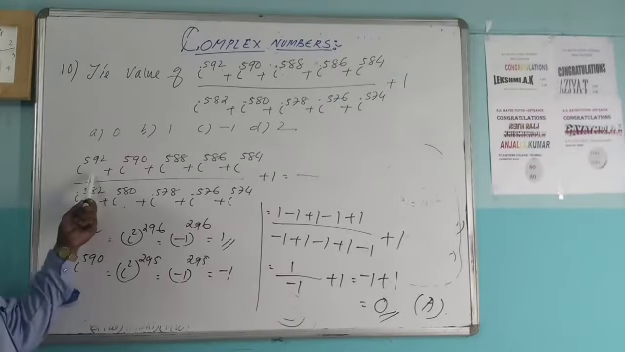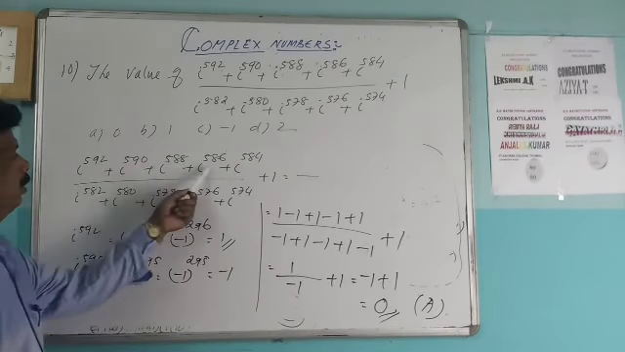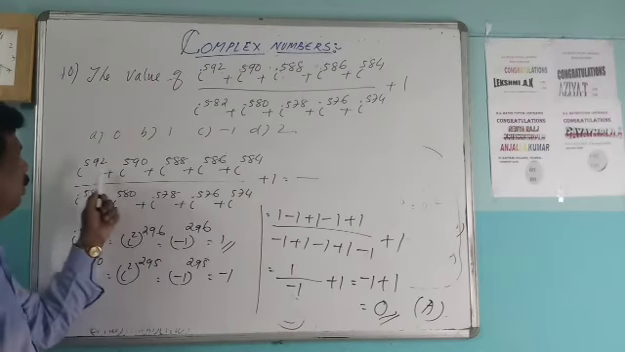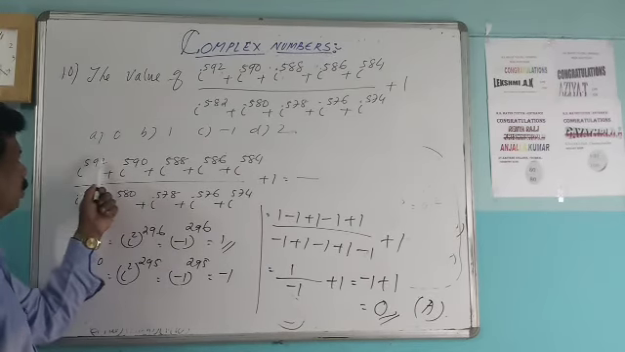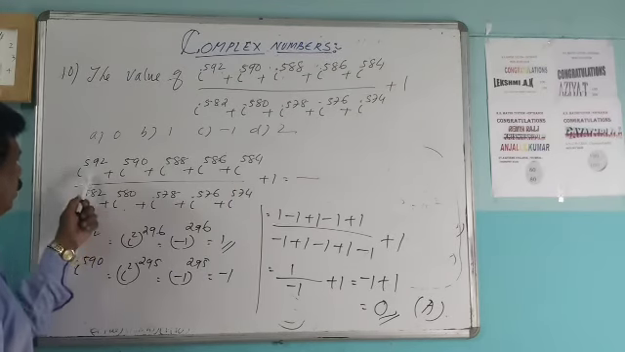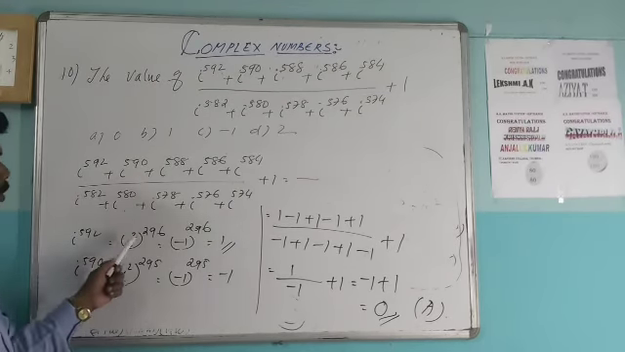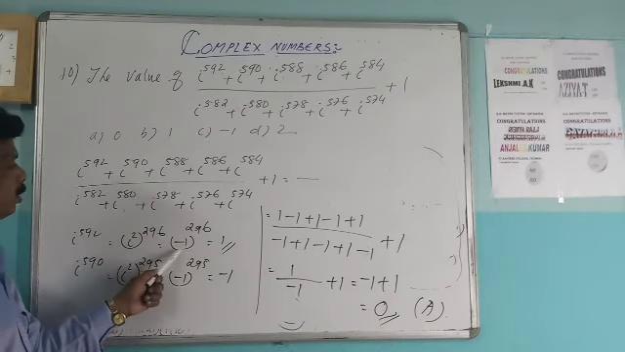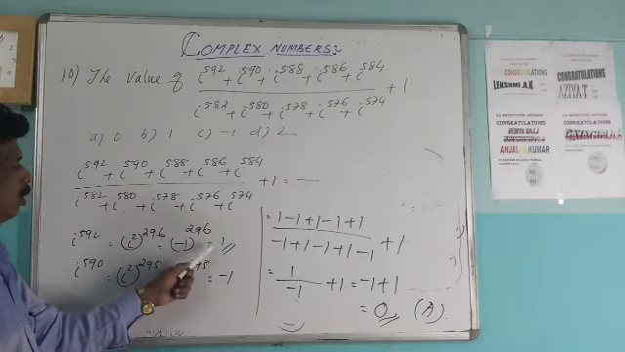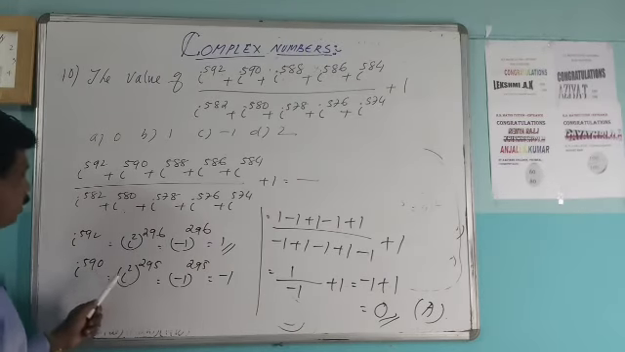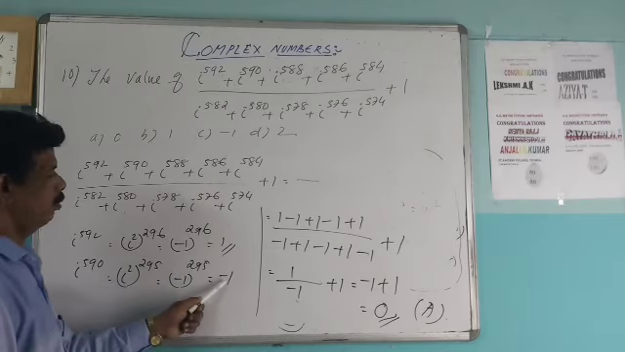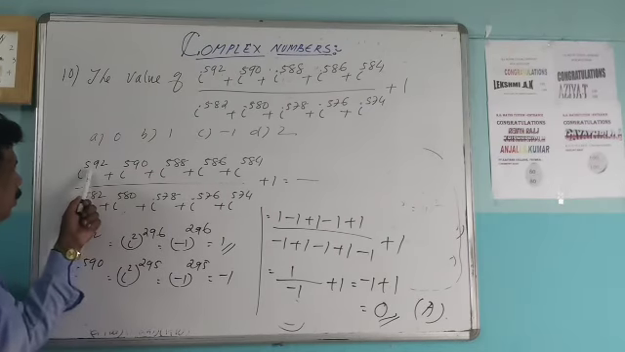i raised to 592, 590, 88, 86, 84, 82, 80, 78, 76, 74. There is a sequence of numbers with difference 2. i raised to 592 means i square all raised to 296. That is minus 1 all raised to 296, which means plus 1. This number is even, so the answer is plus 1. i raised to 590 means i square all raised to 295. Minus 1 all raised to 295 is minus 1.